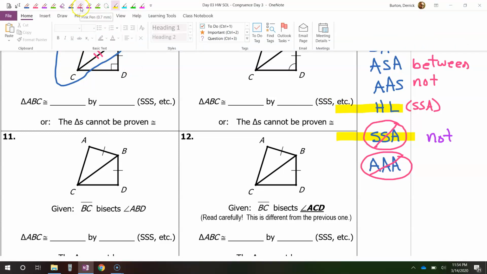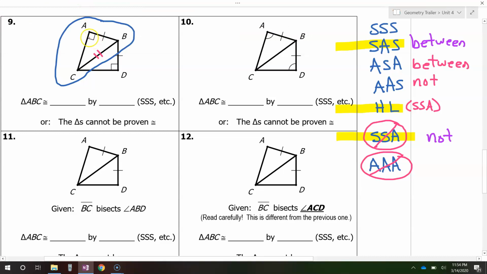Where is the hypotenuse? Well, the hypotenuse is always across from the 90-degree angle. So the corner of this little box is pointing right at the hypotenuse. So that tells us that this is the hypotenuse. Now, any side other than the hypotenuse is called a leg. So this is a leg. So what we have marked is a hypotenuse and a leg, which means that this is in fact hypotenuse leg, HL.